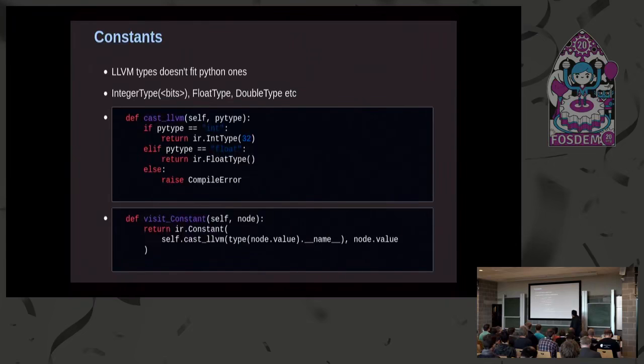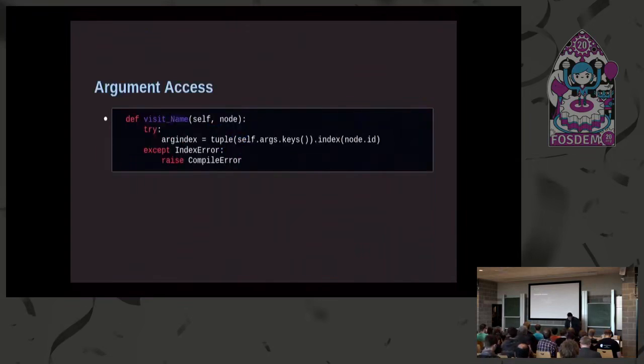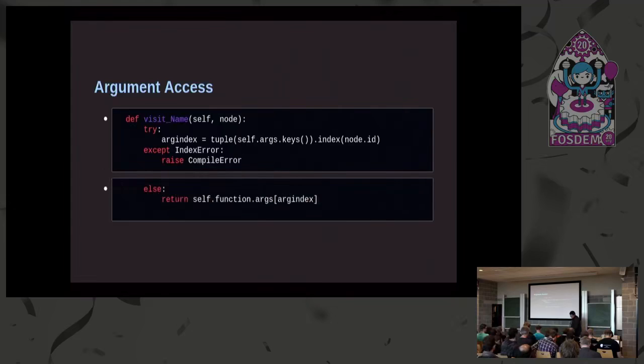This is the part that constructs the intermediate representation: LLVM's constant with the type of the IR and the value of the node's. There's the argument access part. We will visit the name nodes, and if we can fetch the argument from the given function's type spec, we will fetch it and return the value. If we can't, we will raise a compiler error because it's something global or we don't know.